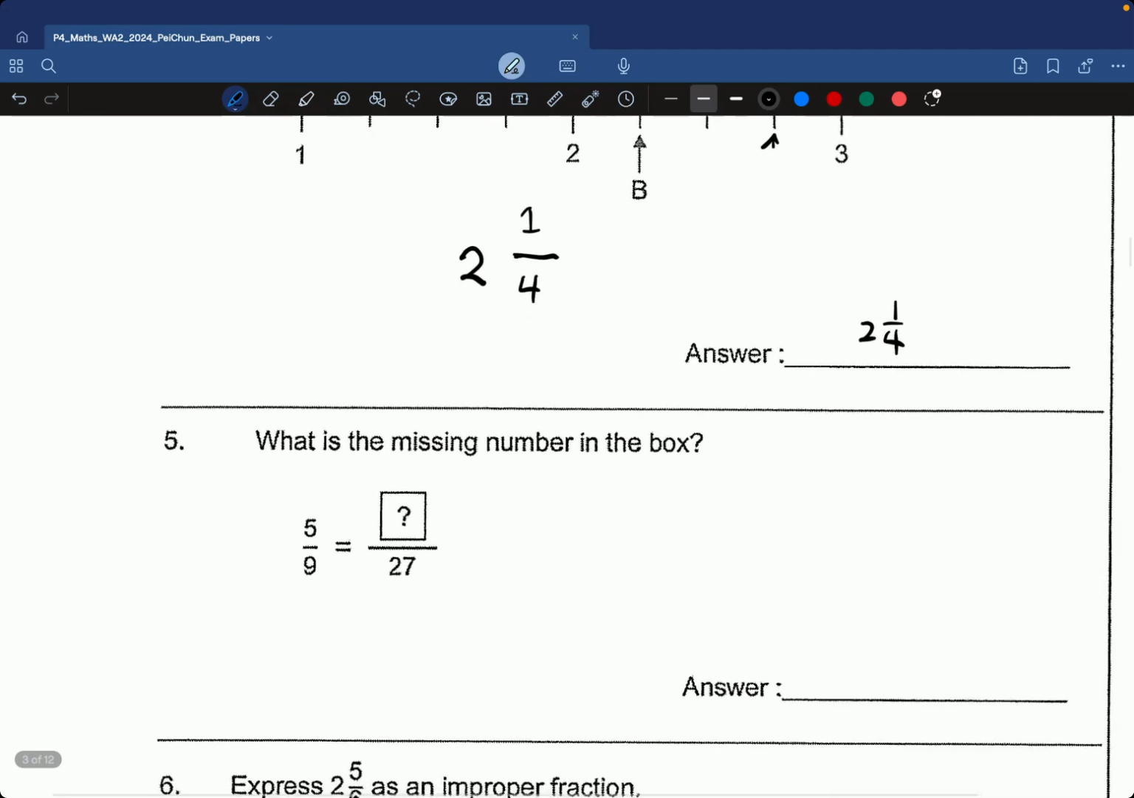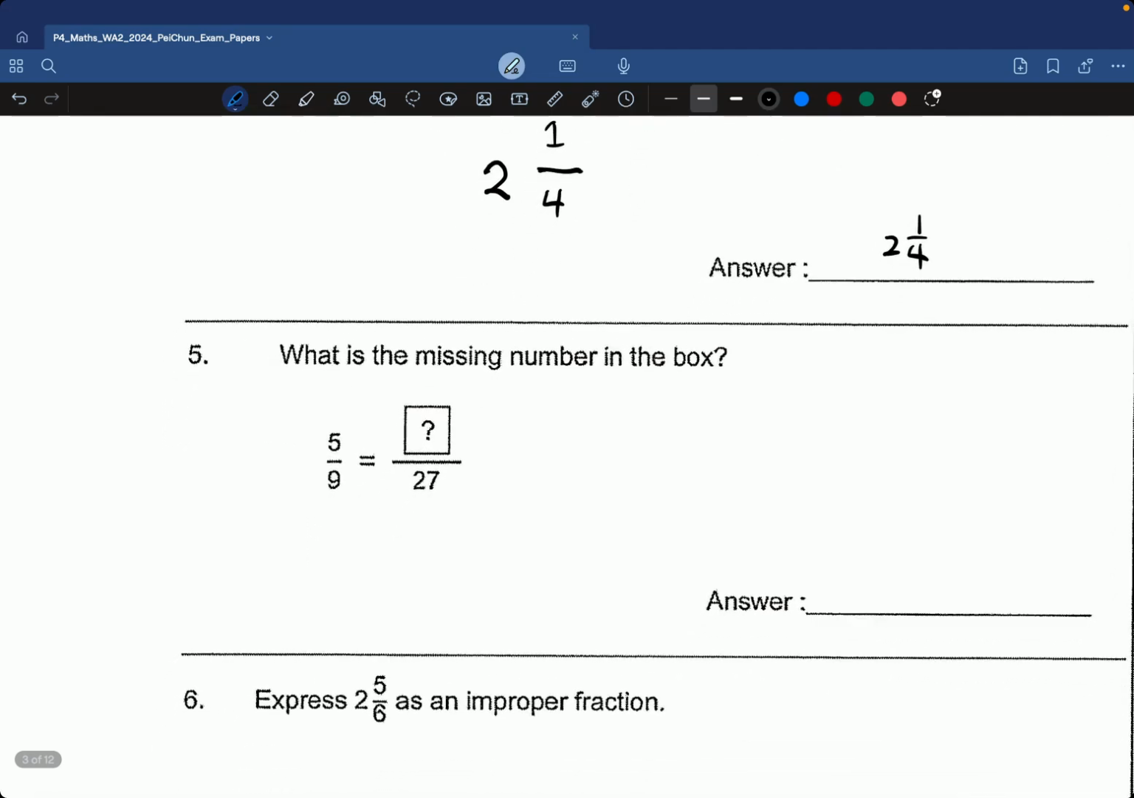Okay, let's move on to the next question. What is the missing number in the box? So the box over here. So from 9 to 27, what can you multiply with? If your answer is 3, then you're right. So 9 times 3 is 27. Same goes with 5.